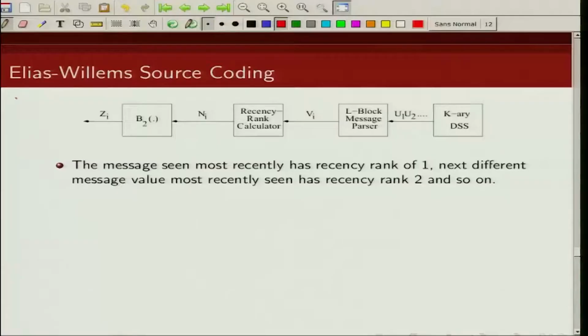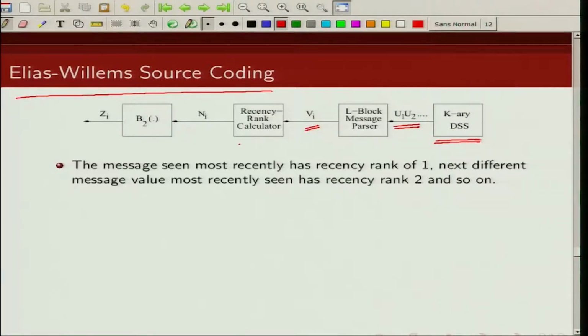So the Elias code that we just described, we are going to make use of in our block to variable length coding problem for a discrete stationary source. So this Elias-Willems source coding technique is as follows. We have a k-ary discrete stationary source whose outputs are denoted by ui. Now we have a block parser which is creating blocks of these ui's. So vi is essentially a block of L ui's.